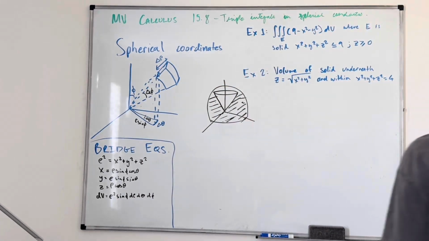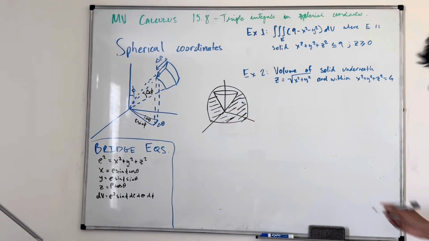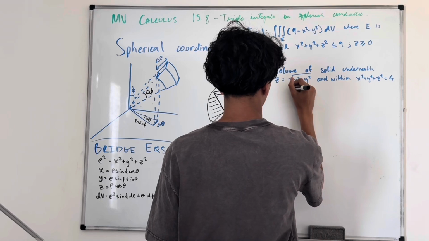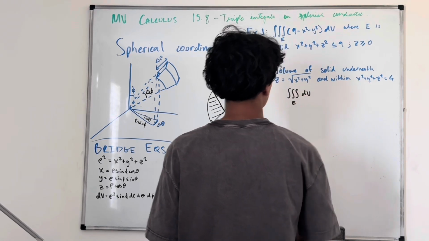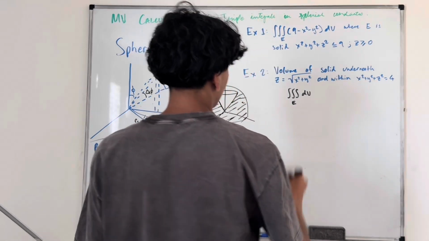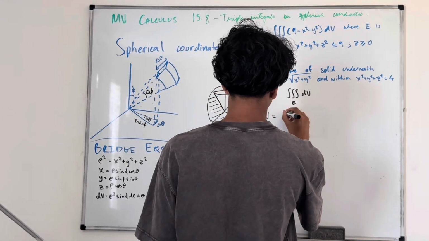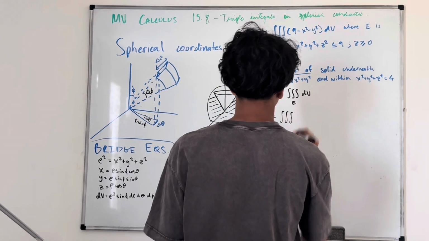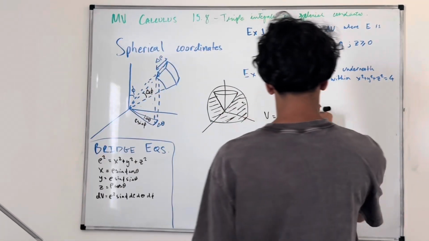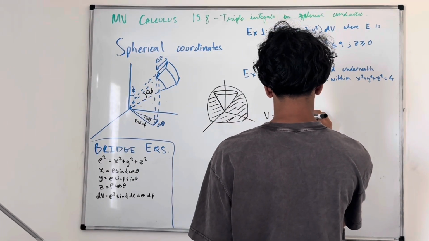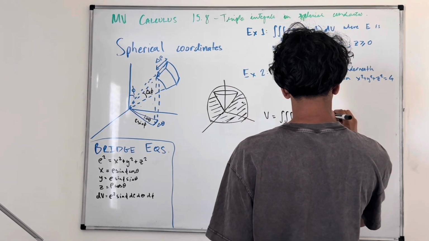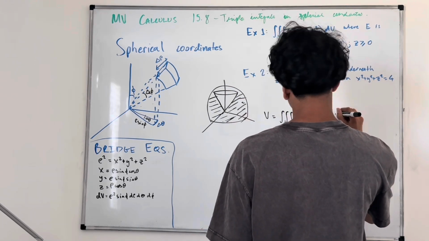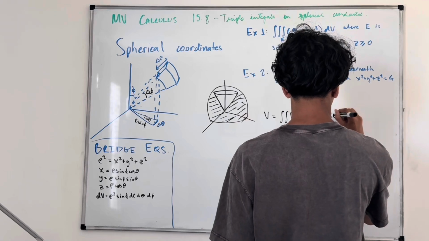Now, if I'm doing any kind of volume triple integral, it's just triple integral dV, right? We're integrating 1. So the volume is going to equal the triple integral, and let's get our differential in there, right? Rho squared sine phi d rho d theta d phi.